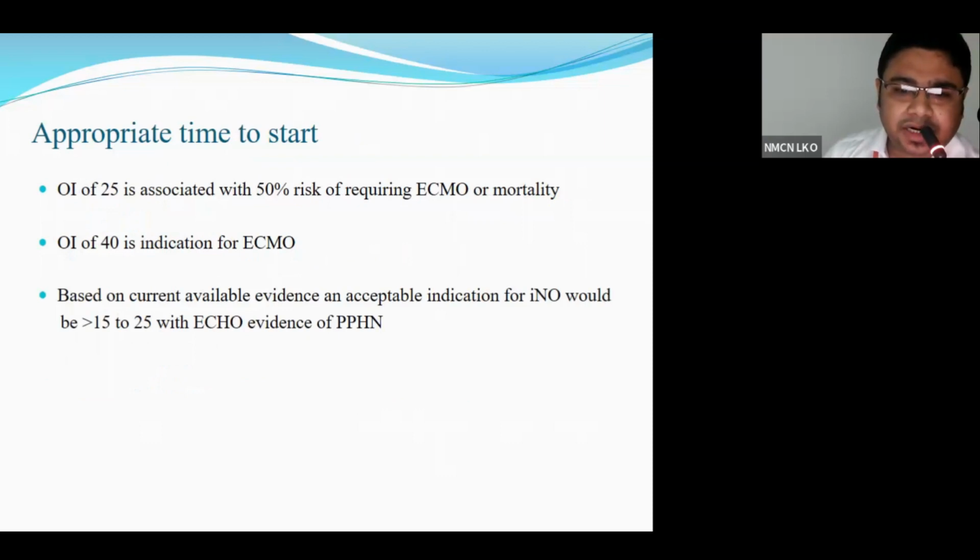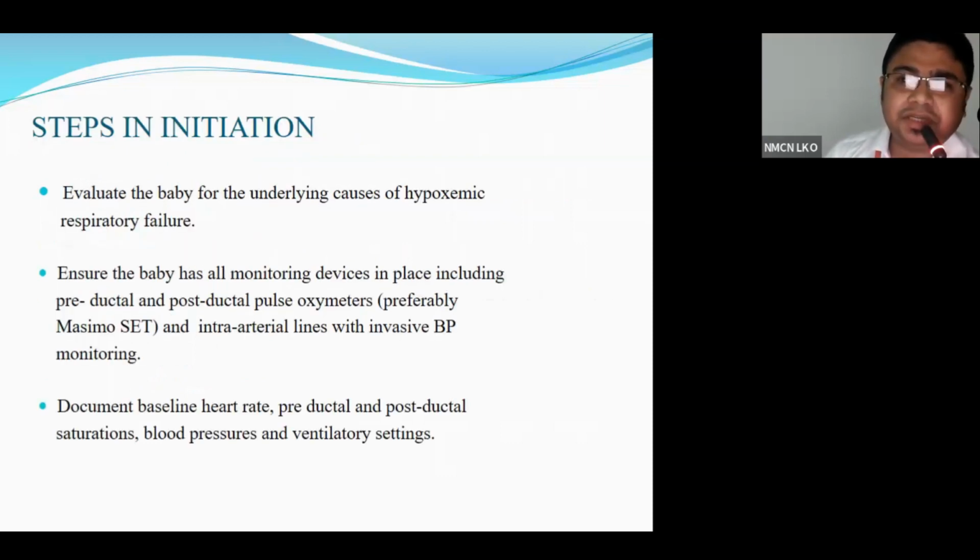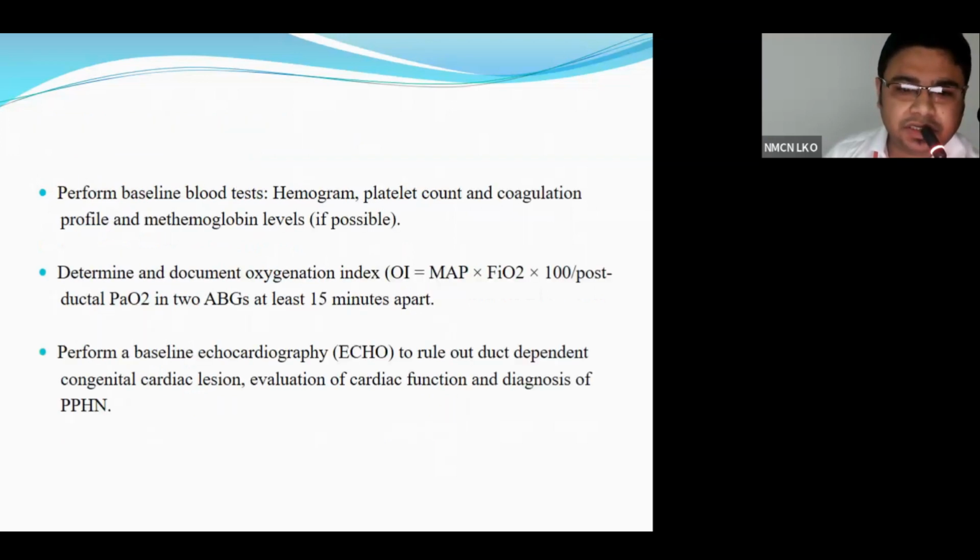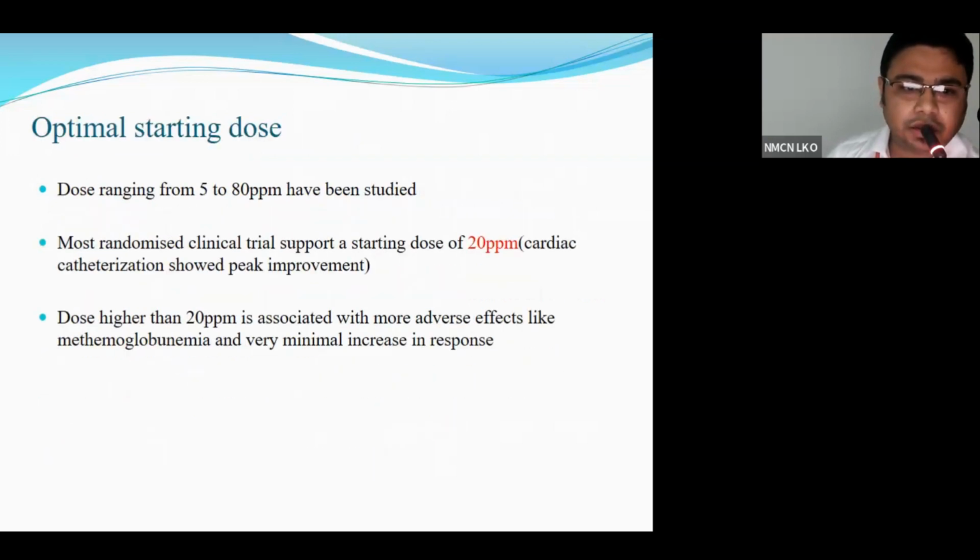The appropriate time to start is when the oxygenation index is over 25. I think the steps in initiation can be discussed in the workstation, so I'll just skip it. The starting dose range is 5 to 80 ppm, but most of the RCTs have started with a dose of 20 parts per million. Usually, if you don't get a response at 20, it has been shown that you will not get a response even if you increase it.